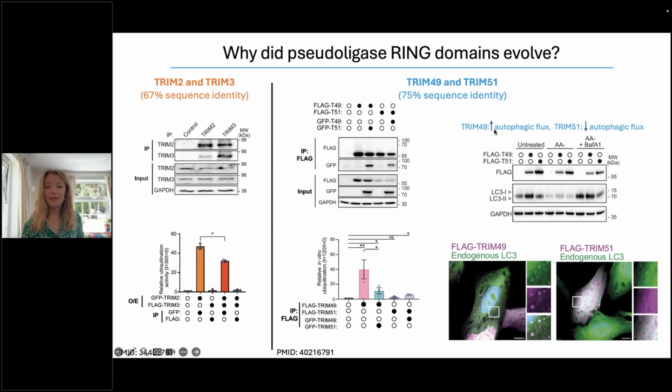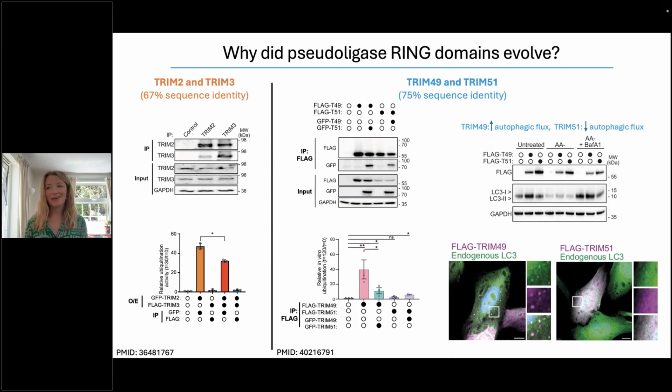We see that TRIM49 overexpression increases autophagic flux. So you can see here increased LC3 lipidation, and TRIM49 co-localizes really nicely with LC3 in cells, whereas TRIM51 is really diffuse in cells, doesn't co-localize with LC3, and seems to actually repress LC3 lipidation to some extent as well. And this mirrors some results that were actually seen in a screen from Boho Deretich a few years ago, where he screened quite a few of the TRIM family proteins for impact on autophagic flux.